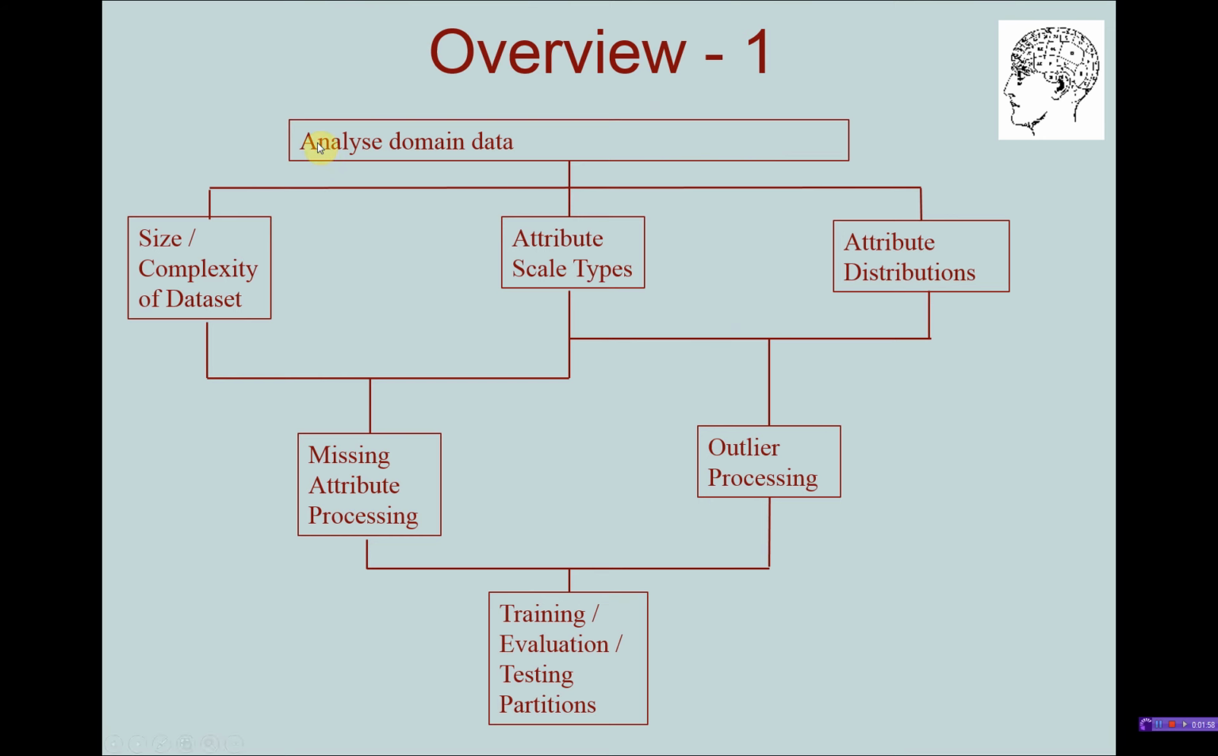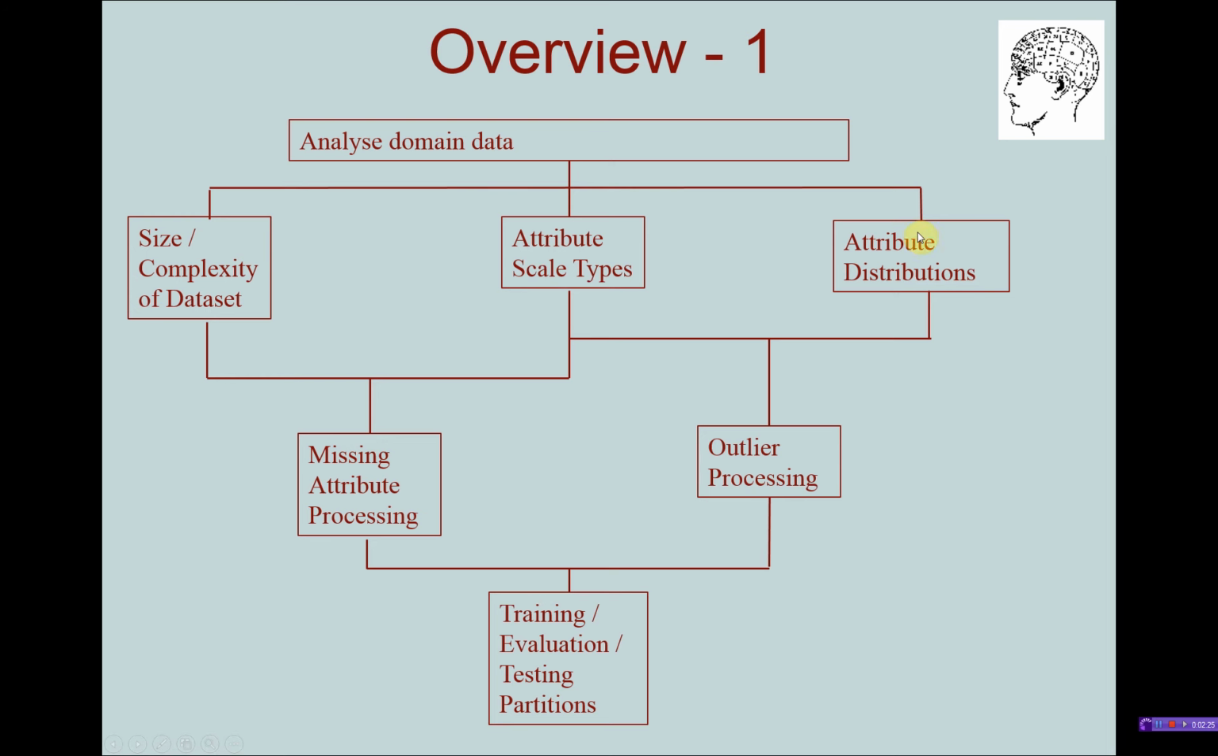First of all, analyze the domain data. What is the data set we've got? What are its properties? And this will tell us what we can and should do with it. These are the things we're interested in: the size and complexity of the data set. This will affect how much training data we've got, and therefore the kind of partitioning between training and testing data that we will use in developing the component.